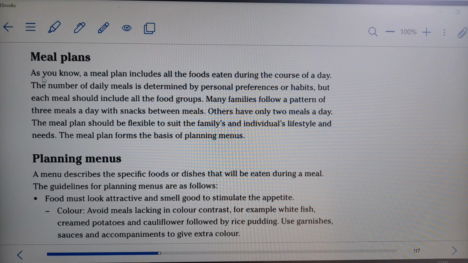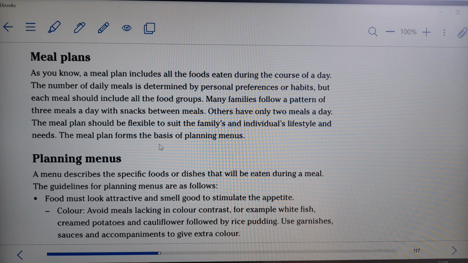Meal plans. As you know, a meal plan includes all food eaten during the course of the day. It's not about one meal only, all the foods during the day. The number of daily meals is determined by personal preference or habits, but each meal should include all the food groups. Many families follow a pattern of 3 meals a day with snacks between meals. Others have only 2 meals a day. The meal plan should be flexible to suit the family's individual lifestyle and needs.